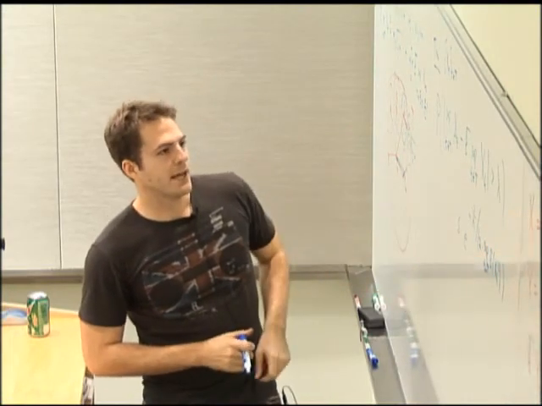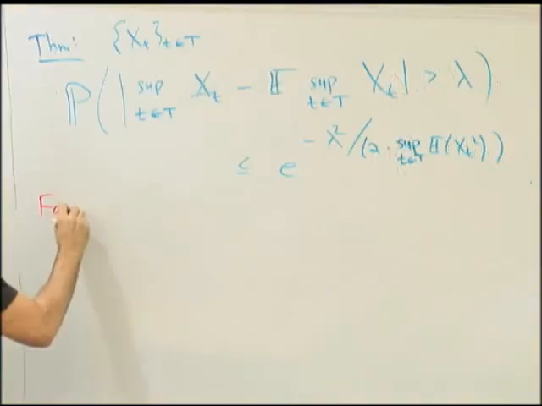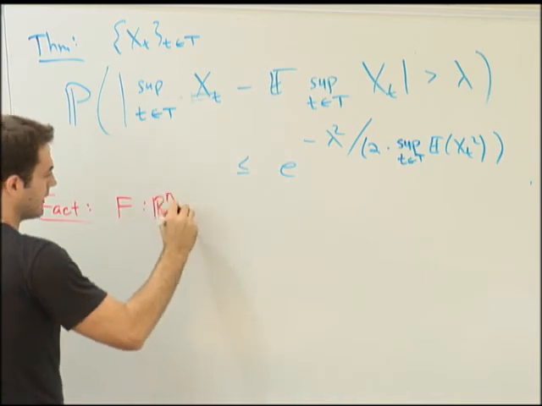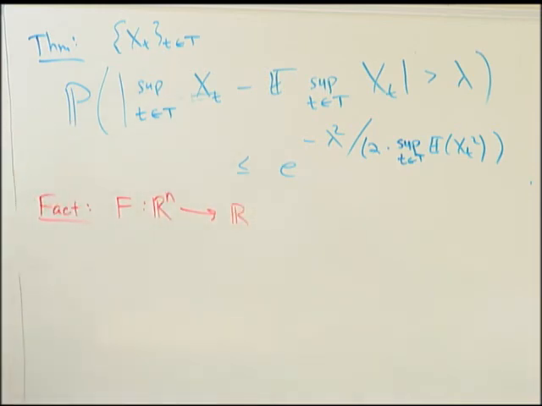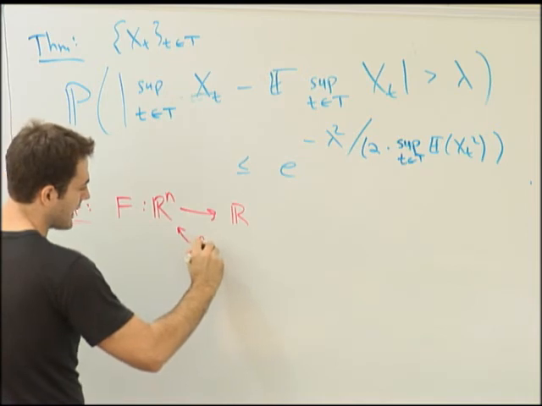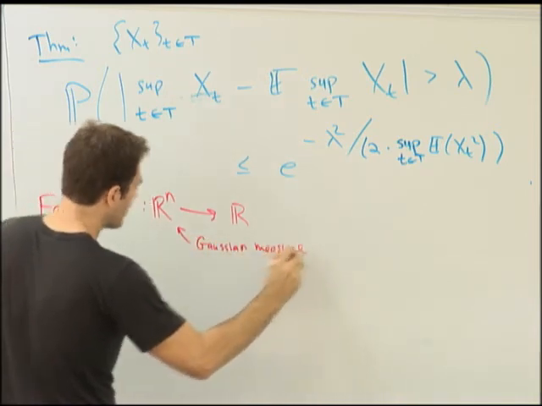Let's do it in 1 minute. How do you prove this theorem? You prove this theorem from a classical fact: if we take any function from R^n to R, and equip R^n with the Gaussian measure, I'm just writing down the Gaussian isoperimetric inequality.